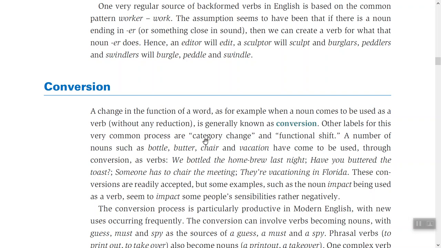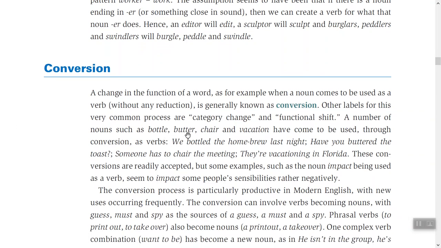You see here? Change in the function of a word from noun to verb, from verb to noun, from verb to adjective, from adjective to noun. Other labels for this very common process are category change. Sometimes it's called category change, sometimes it's called functional shift. Like bottle, butter, chair, vacation.